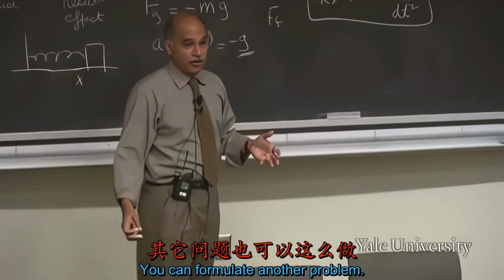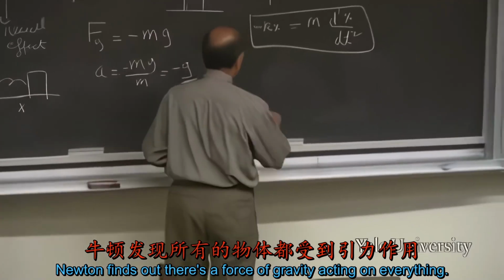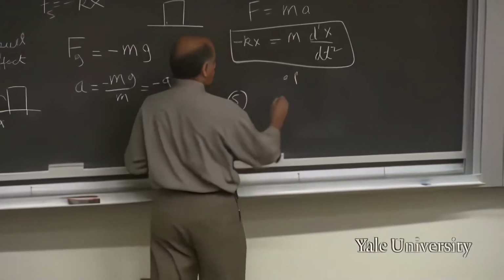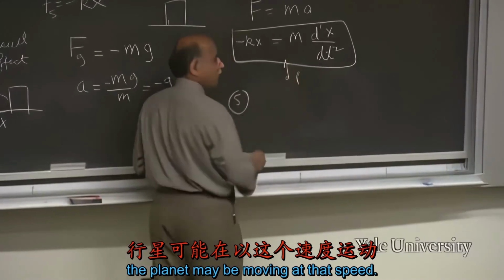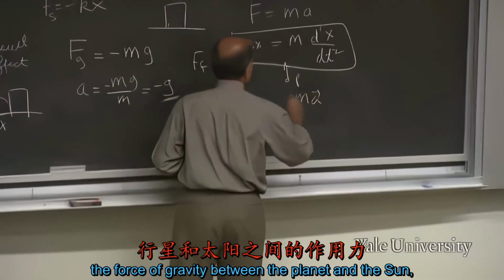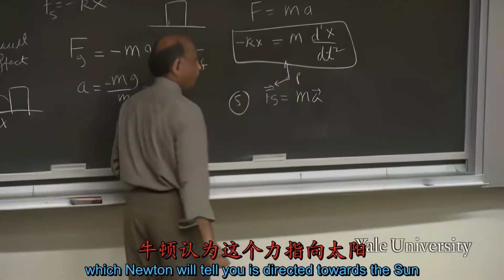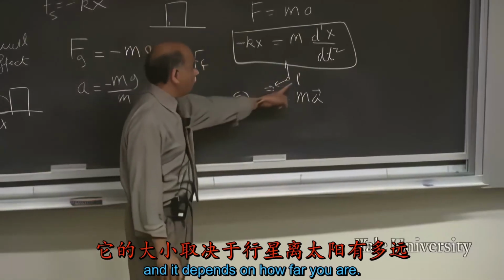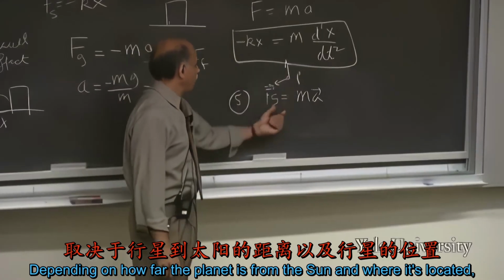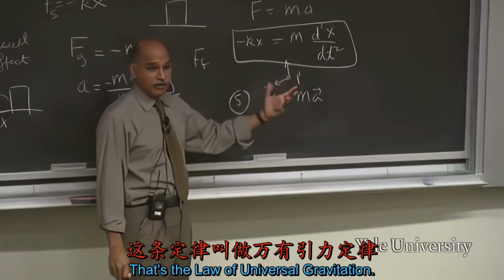You can formulate another problem. Later on, we know about gravity, right? Newton finds out there's a force of gravity acting on everything. Here's the sun. Here's your planet. And at this instant, the planet may be moving at that speed. Then the acceleration of the planet is the force of gravity between the planet and the sun, which Newton will tell you is directed towards the sun, and it depends on how far you are. So depending on how far the planet is from the sun and where it's located, you will get the left-hand side. That's another law. That's the law of universal gravitation.